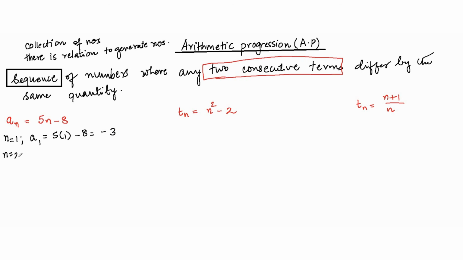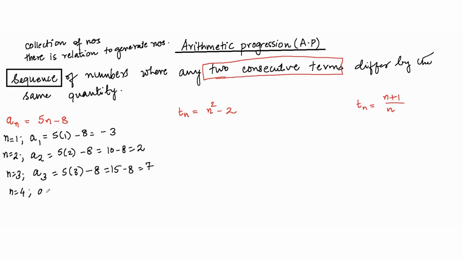Let's substitute n as 2. A2 becomes 5 times 2 minus 8. That is 10 minus 8, which is 2. Let's find the third term. That's n equals 3. So A3 becomes 5 into 3 minus 8. That's 15 minus 8. And 15 minus 8 happens to be 7. Let's find n equal to 4. So A4 will therefore be 5 into 4 minus 8. That is 20 minus 8, which equals 12.